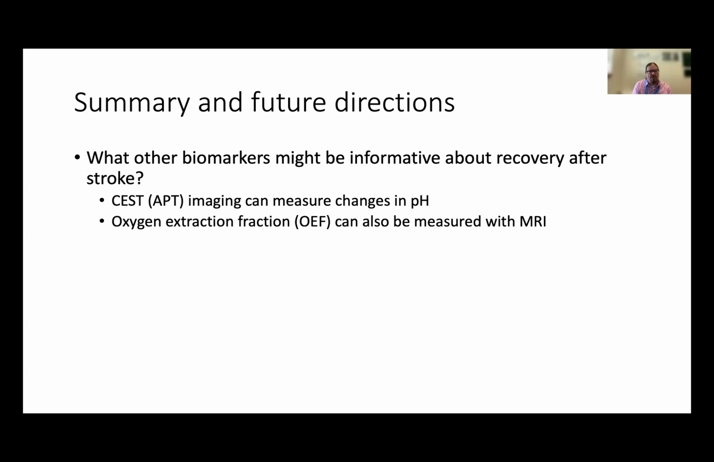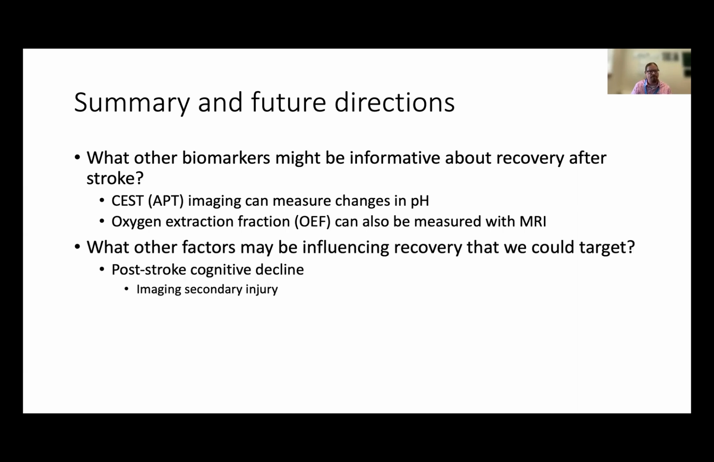And so that's an area that's ongoing that we're looking at in the acute setting, but it may also have a very interesting role more chronically. Other interesting methodologies are emerging as well about measuring oxygen extraction fraction and that kind of thing. A lot of advances in doing that with MRI could also play a role.